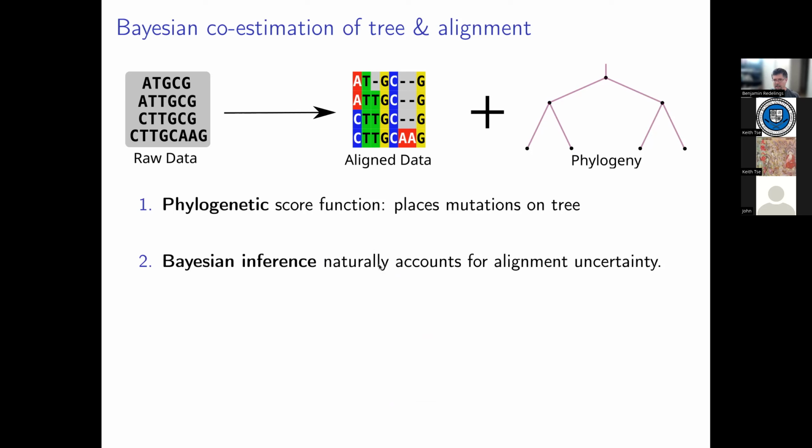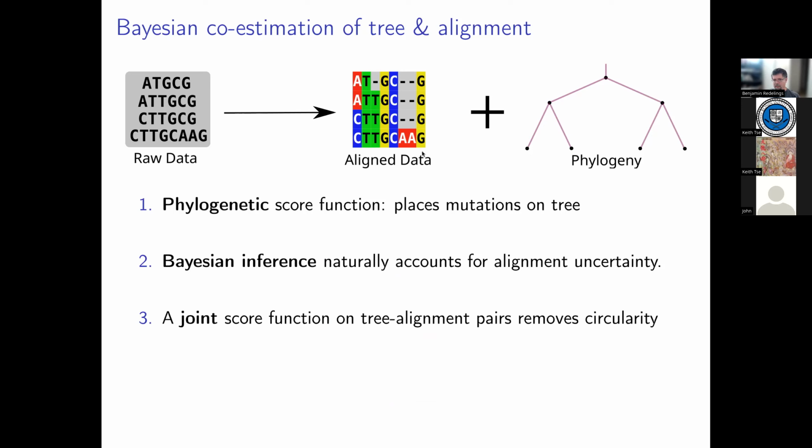Secondly, by doing Bayesian inference, we get to account for alignment uncertainty. There could be different alignments, not just this one shown above, and Bayesian analysis will take that into account. A joint score function addresses the problem that in order to know the alignment, we need to know the tree, but in order to know the tree, we need to know the alignment.